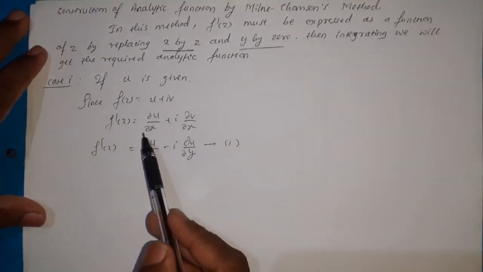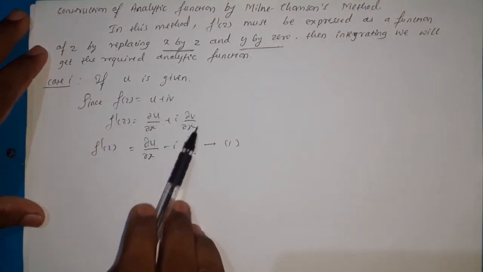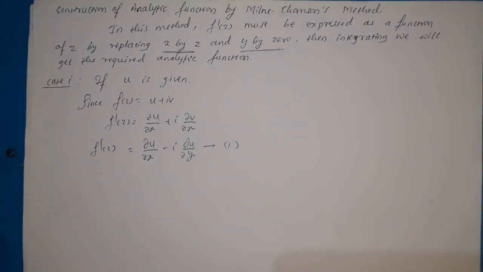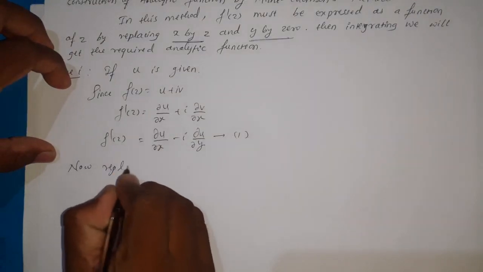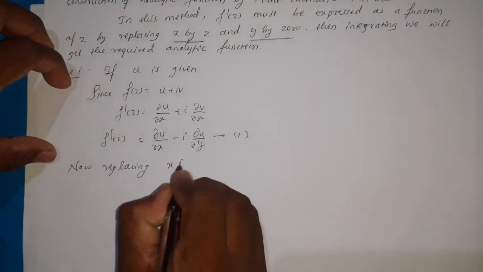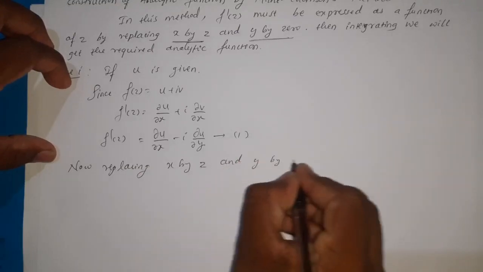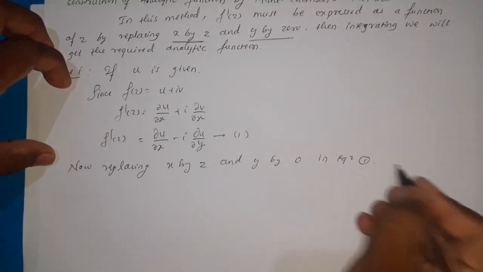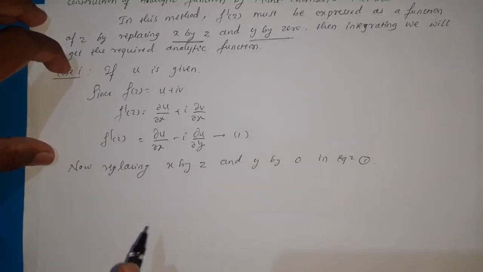Here u is given, so we are replacing dou v by dou x by minus dou u by dou y by using the CR equations. And now replacing x by z and y by 0 in equation 1. So in the first equation we need to replace x by z and y by 0.